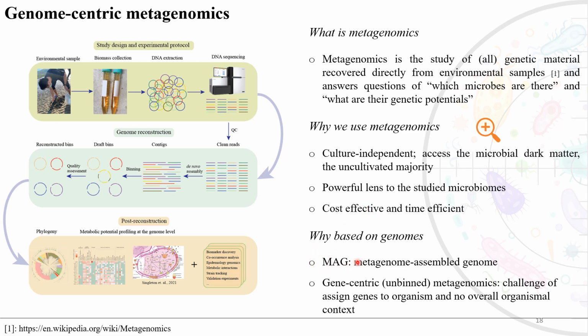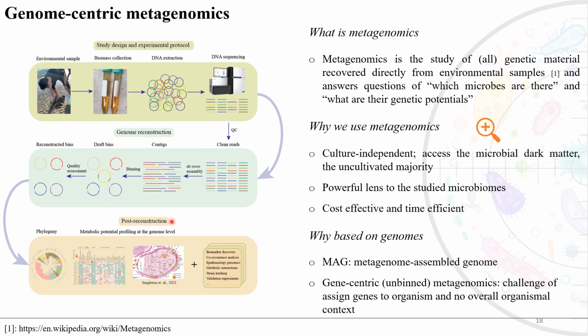The word metagenome, or MAG, refers to the genome derived from environmental samples. Besides genome-centric metagenomics, gene-centric or unbinned metagenomics is also very popular in this field, but for this method, it's really difficult to assign genes to certain microorganisms, and it cannot provide an overall context.